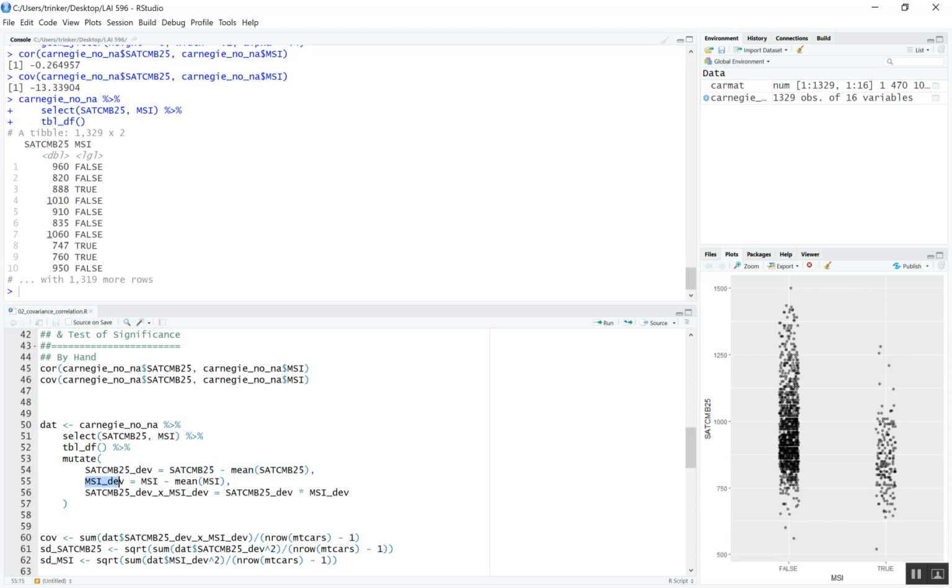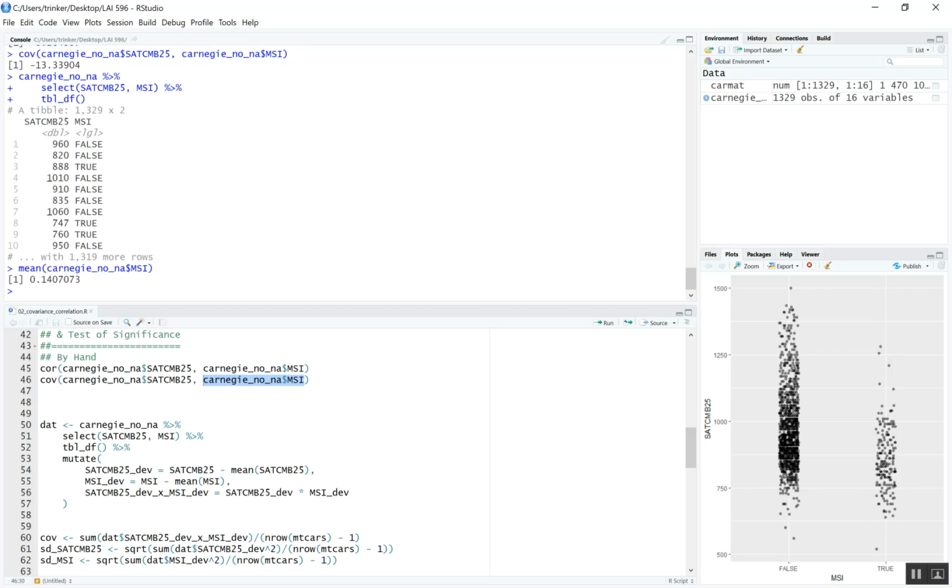We're going to do the same thing for MSI. We're going to just take the mean of MSI. By the way, the mean of this logical will be the proportion of schools that are MSI. So I think that's an interesting side trip we can take for a second. Grab it and take the mean of that. And you can see that about 14% of schools have this minority serving flag on them.